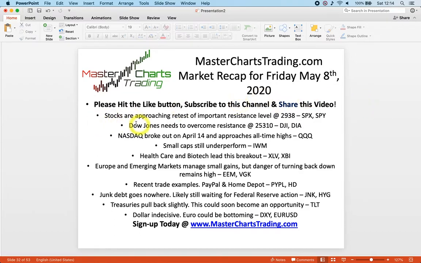Stocks are approaching retest of important resistance at 2938 for S&P and at 25310 for Dow Jones. Nasdaq already broke out. Small caps are underperforming, but healthcare and biotech are actually leading this breakout higher. Europe and emerging markets are also strongly underperforming, and we'll also look at a couple of recent trade examples at MasterChartsTrading.com, and this is for PayPal and Home Depot.